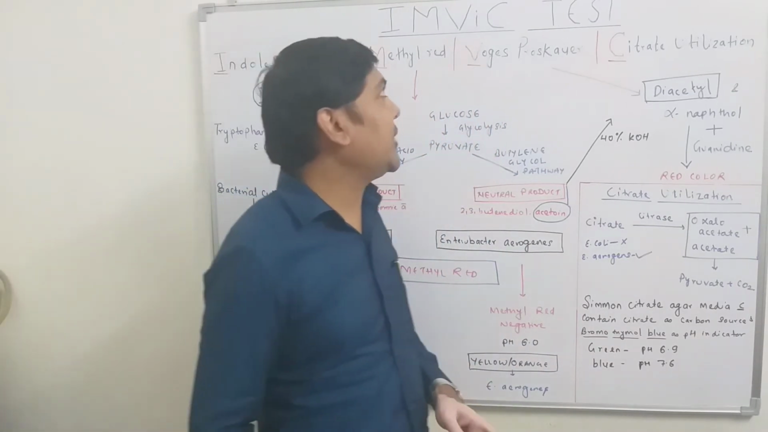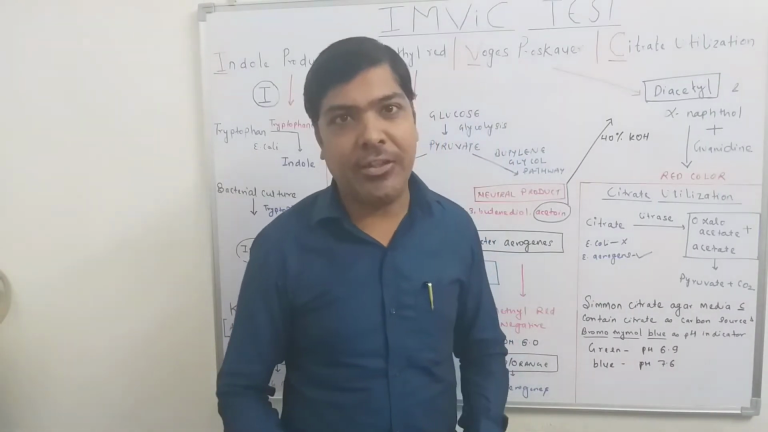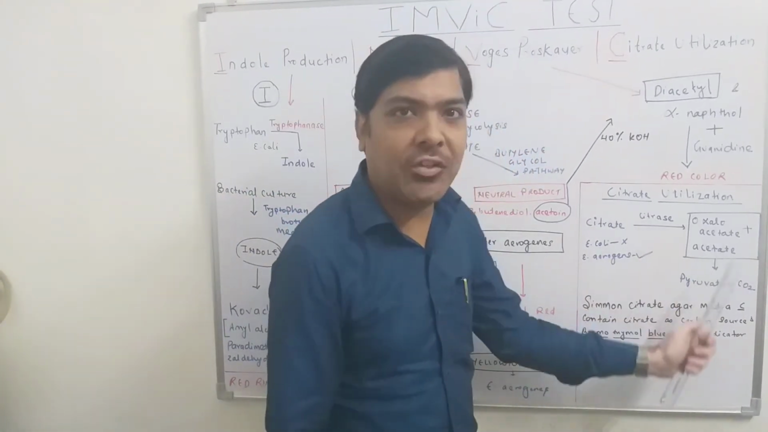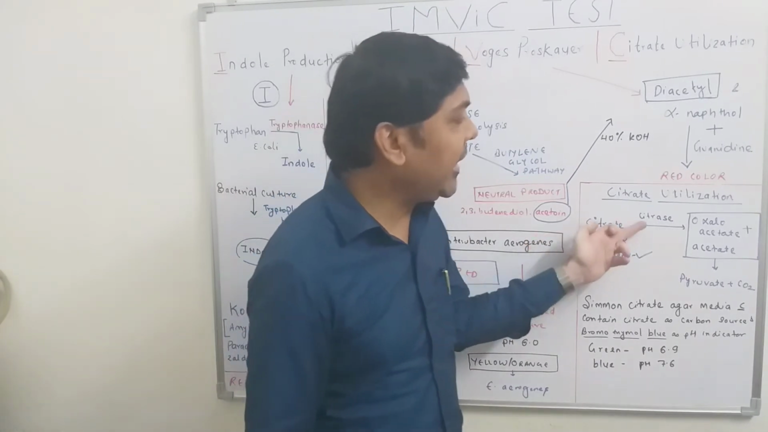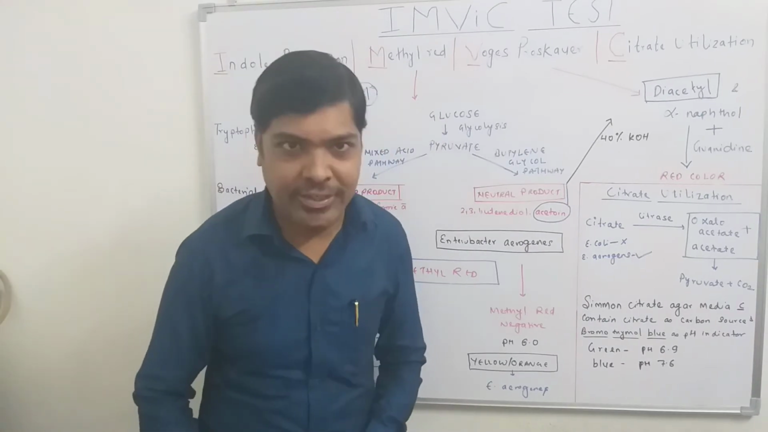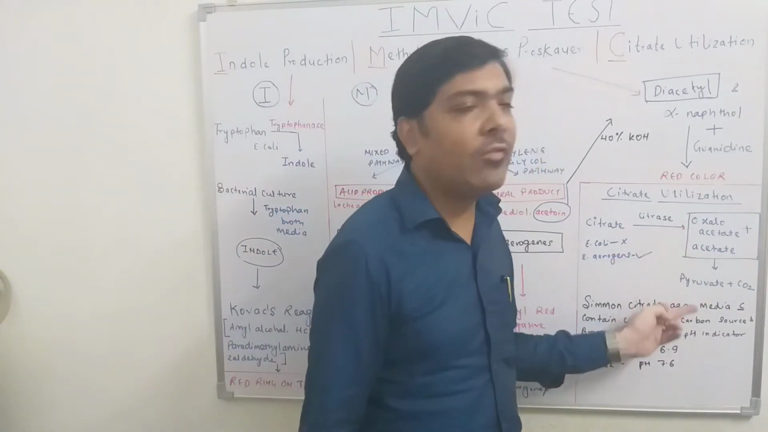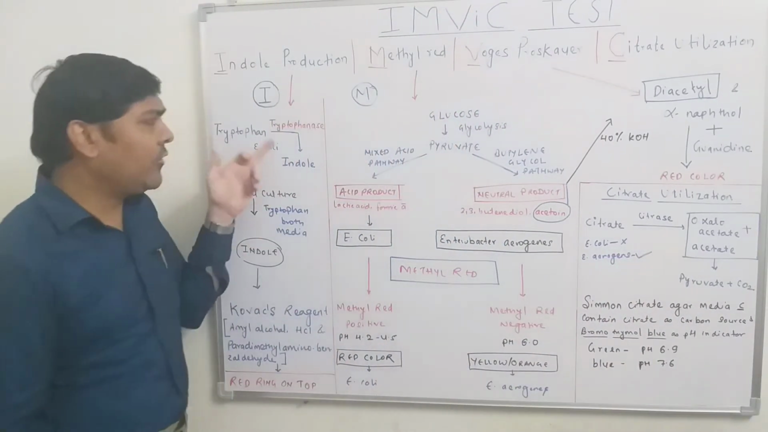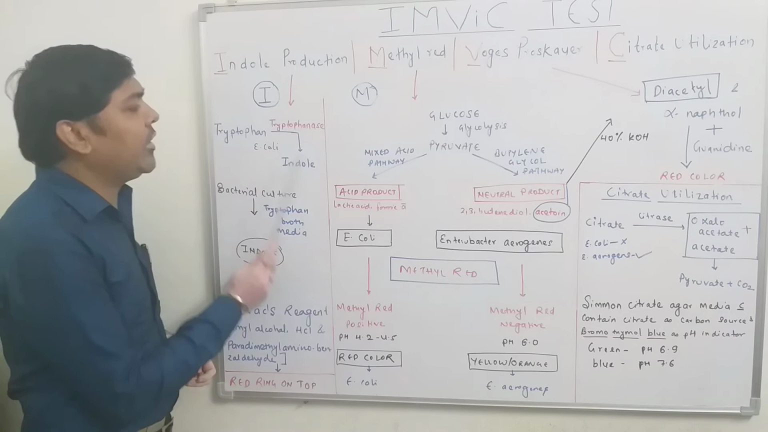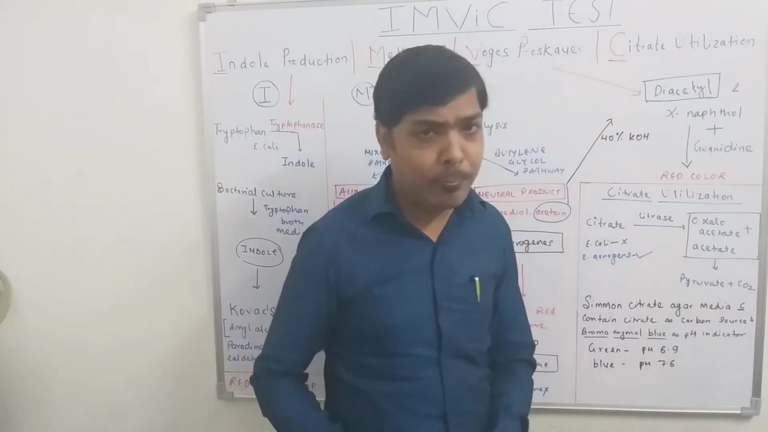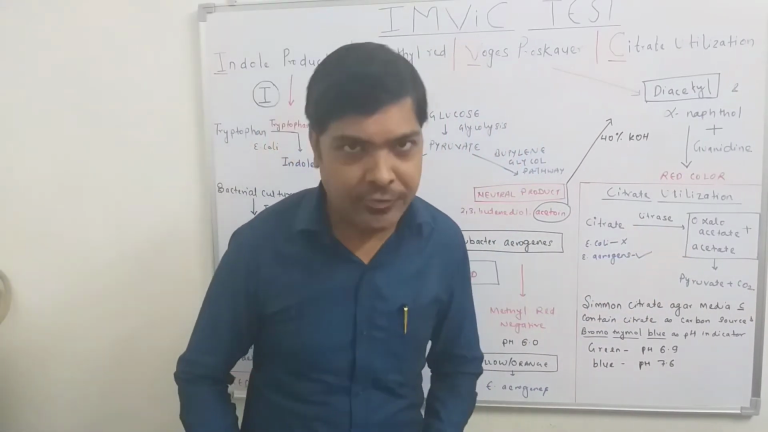Now the last test of the IMViC tests is the citrate utilization test. Again, you can see one basic biochemical reaction taking place: citrate, in the presence of the enzyme citrase, is converted into oxaloacetate and acetate, and further this oxaloacetate is converted into pyruvate and carbon dioxide. This reaction is somewhat similar to what we learned in the first step, where tryptophan is converted into indole in the presence of tryptophanase. But again, citrate is converted into oxaloacetate in the presence of the enzyme called citrase.